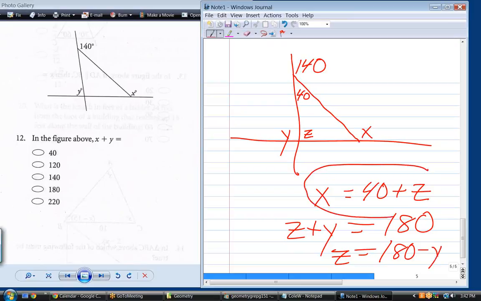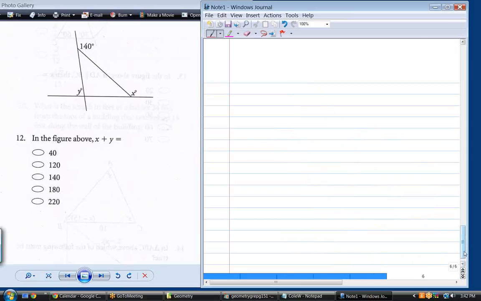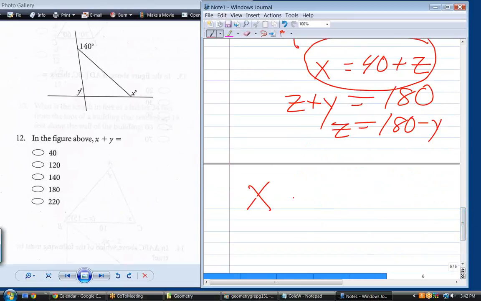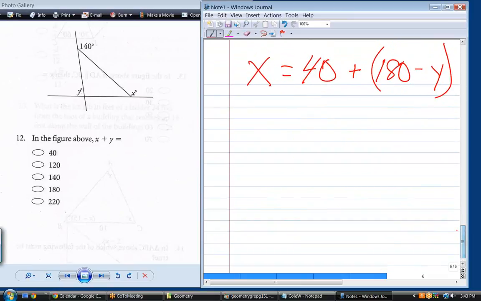Now, if I go back up into this equation and substitute for z, I get x equals 40 plus 180 minus y. Okay? So now at least I have an equation that is in x and y, and I've eliminated this variable angle that I introduced called z. I don't need it anymore. I'm going to be able to solve this question by manipulating this. So I've got this formula here.